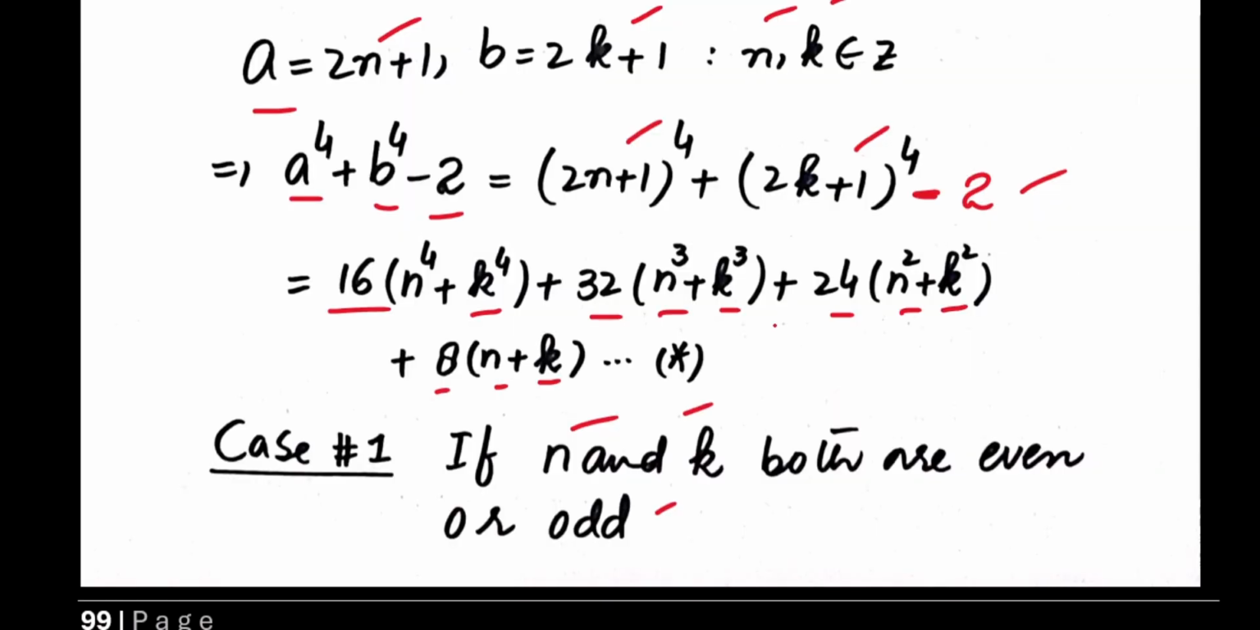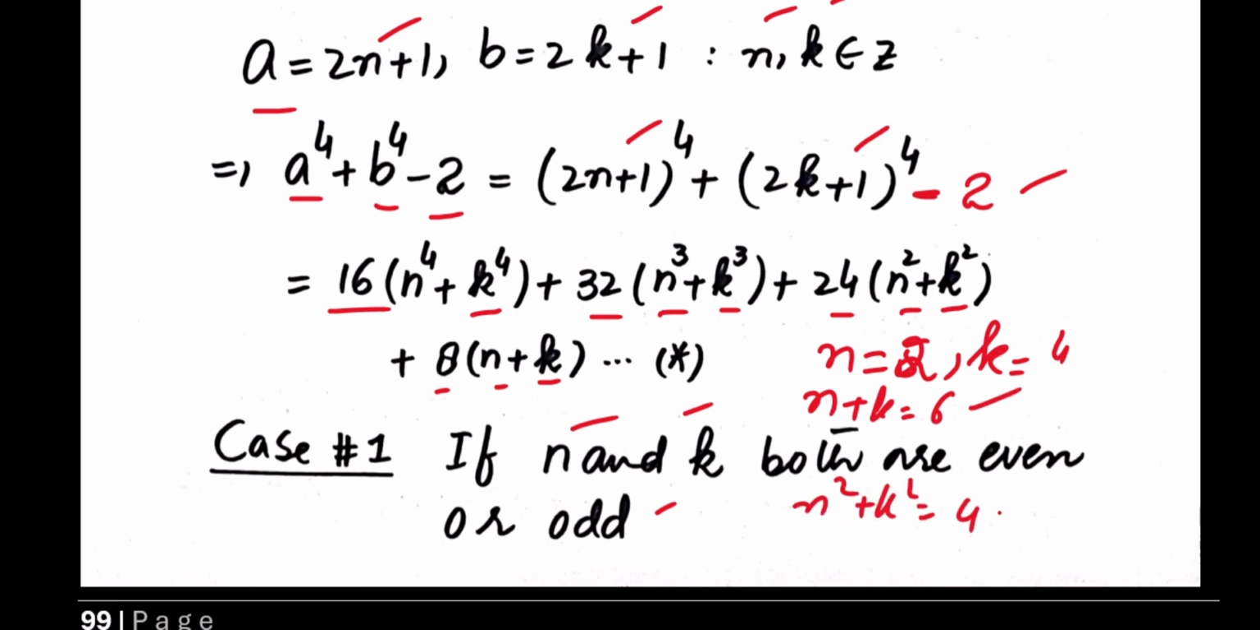You can notice that if you substitute any values of n and k, either both even or both odd, suppose n is 2 and k is 4. Then n plus k is equal to 6, which is an even integer. N square plus k square is equal to 4 plus 16, which is also an even integer. Similarly, you can check n cube plus k cube, n raised to power 4 plus k raised to power 4. All of these terms are even integers.